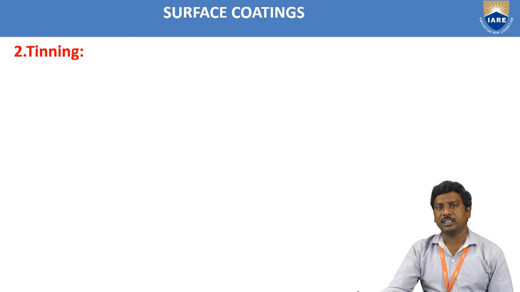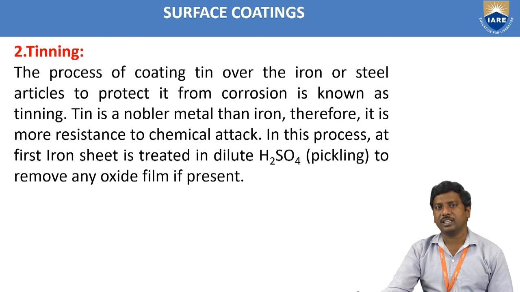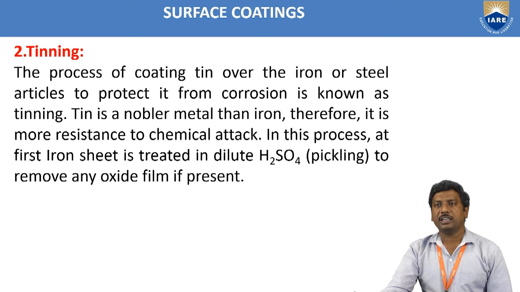Next we see the second hot dipping process, nothing but tinning. So tinning is nothing but the process of applying a coating metal like tin on the base metal of the iron. So that means the process of coating tin over the iron or steel articles to protect from corrosion is known as the tinning process. That means tin is a nobler metal than the iron. Therefore, it is more resistant to chemical attack.